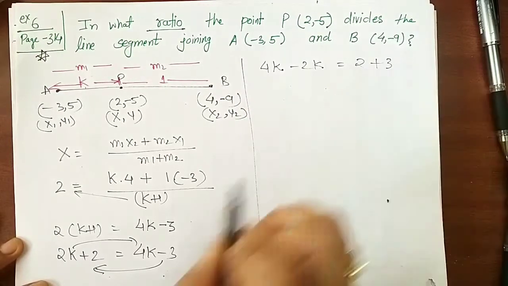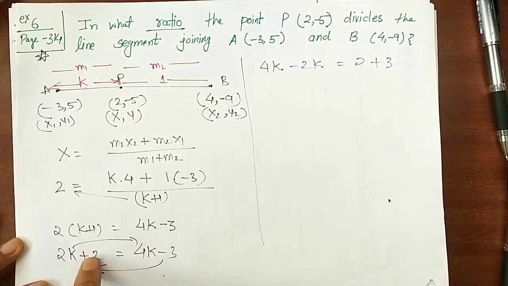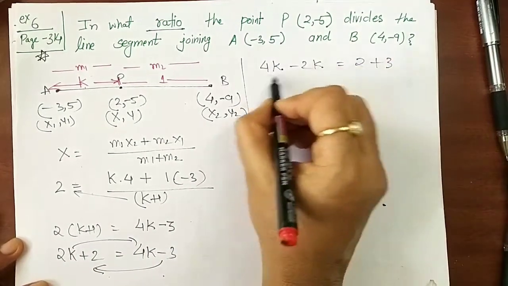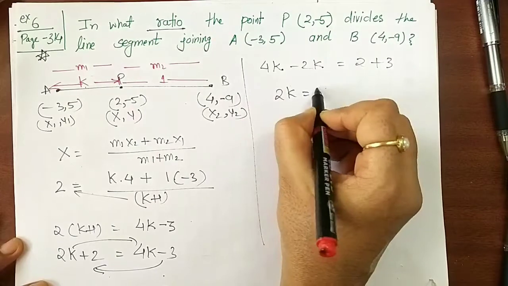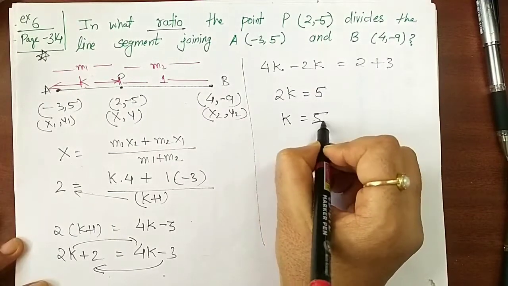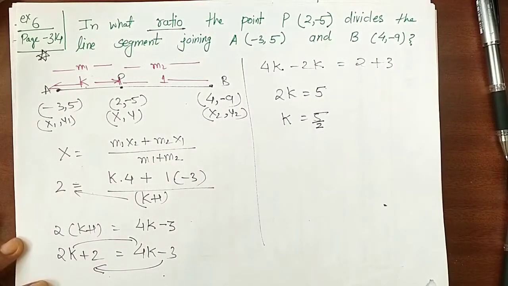What I am doing is, this is coming here: 2 plus 3, and 4k minus 2k is going there, right? So it is becoming 2k is 5. So that means my k is 5 by 2. Okay, so what is the ratio, guys?